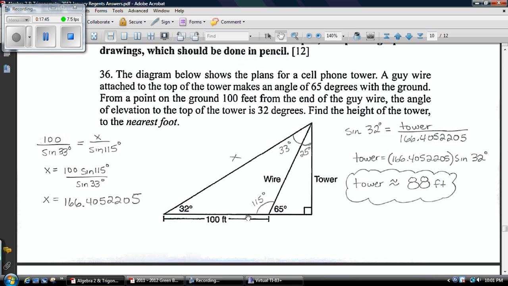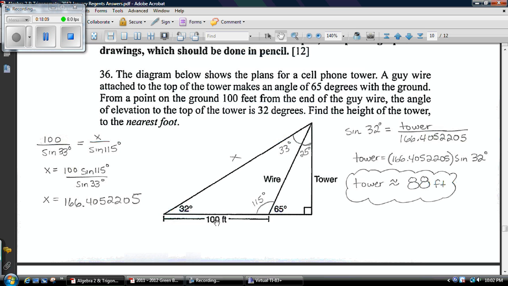I got 100 feet. And I'm trying to see how I can make sense of this. The problem is that I've got a whole bunch of angles missing. Whole bunch. Well, that's where these other angles come in, right? Here's my big triangle. 90, 32, 65. That means this must be 115, okay? If this is 65 and this is 90, that's 25.